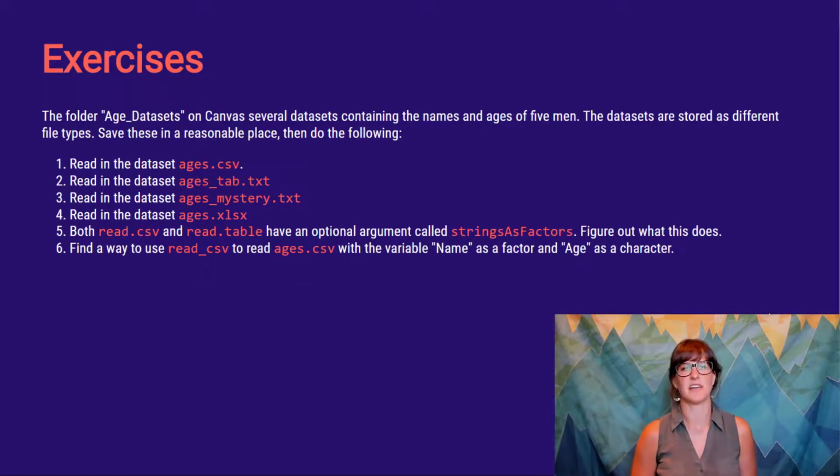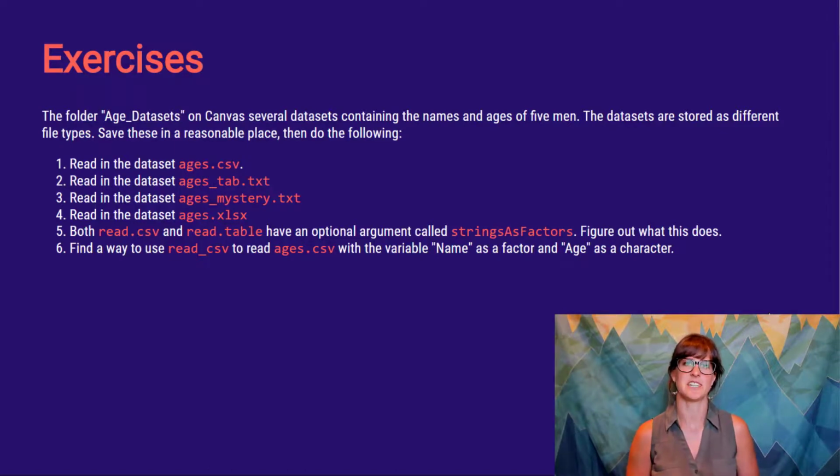So I've asked you to download these age datasets. It was a set of 4 datasets, all of which contain names and ages of 5 men. And it's the same data, but each one is stored slightly differently. So the first thing I want you to do is figure out how to read in these 4 datasets. Now the first one is a CSV, that's straightforward, but the rest of them you'll have to figure out the best way to read in. You can use either read.csv and the base R functions, or the tidyverse ones. If you don't have an opinion right now, I really want to encourage you to use the tidyverse ones.